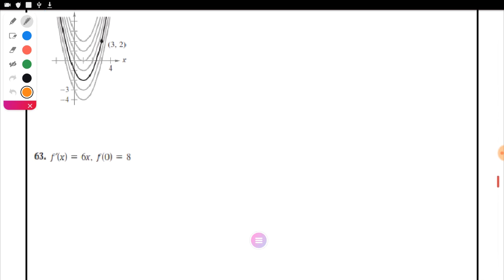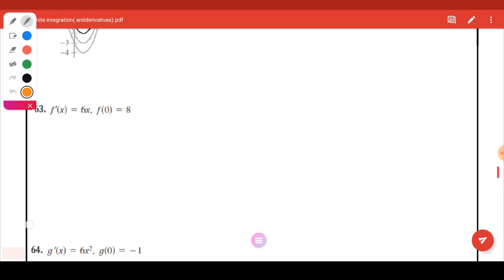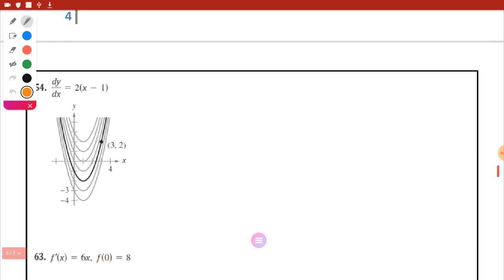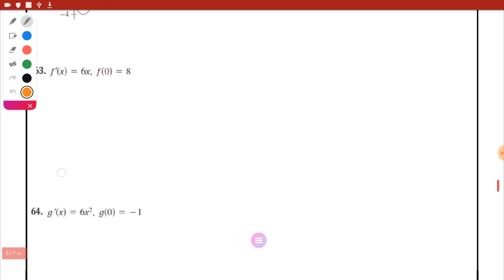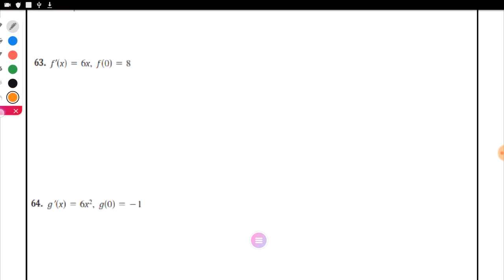Now, let's solve number 63. I think it looks like number 54. All of them follow the same mechanism. Okay, let's solve 63, again.